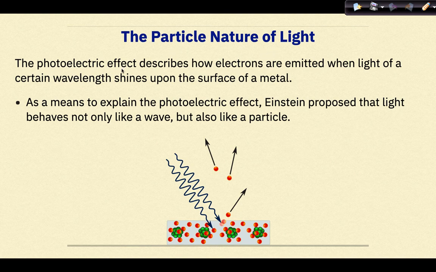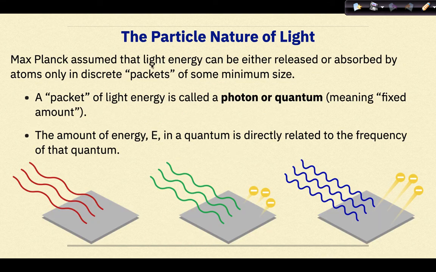The photoelectric effect describes how electrons are emitted when light of a certain wavelength shines upon the surface of a metal. As a means to explain the photoelectric effect, Einstein proposed that light behaves not only like a wave, but also like a particle. Max Planck assumed that light energy can be either released or absorbed by atoms only in discrete packets of some minimum size. A packet of light energy is called a photon, or quantum, meaning fixed amount.